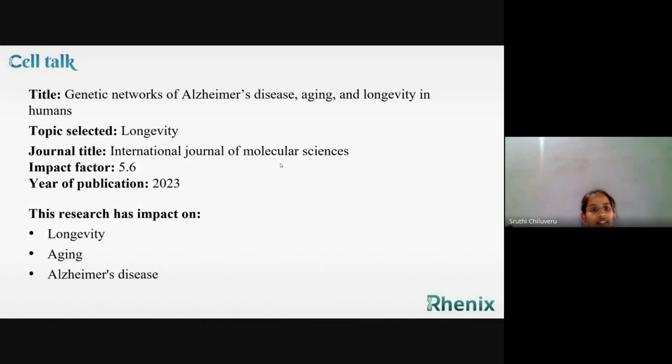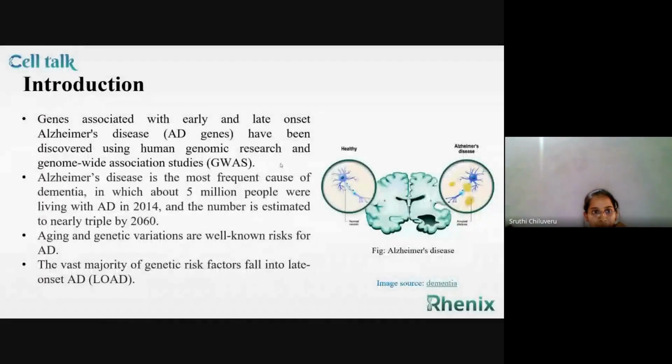The title is Genetic Networks of Alzheimer's Disease, Aging and Longevity in Humans. The topic is selected from longevity, and the journal is the International Journal of Molecular Sciences, which has an impact factor of 5.6 and was published in the year 2023. This research has an impact on longevity, aging, and Alzheimer's disease.